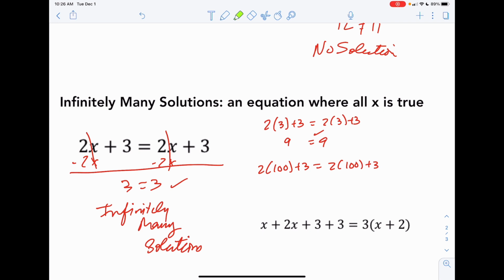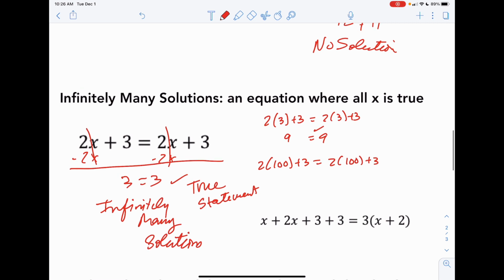So an infinitely many solutions equation is an equation where all values of x are true, and we can identify that by obtaining a true statement. 3 is equal to 3. That is true. In the no solution situation, we get a false statement saying 3 is equal to 4 or 7 is equal to 10. Impossible, so those are false.